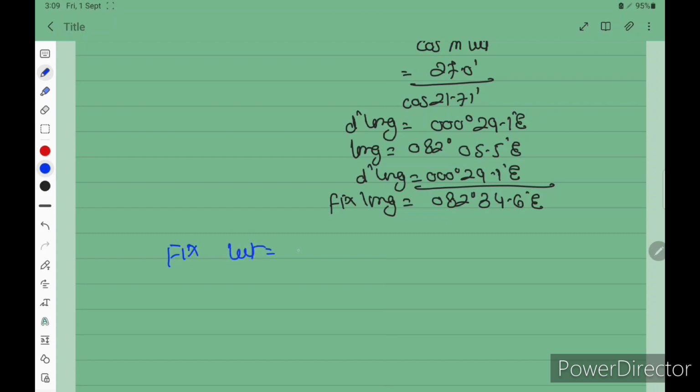Fixed latitude is 21°09.9' north and the fixed longitude we get 082°34.6' east. Okay, now we'll move to the next question.